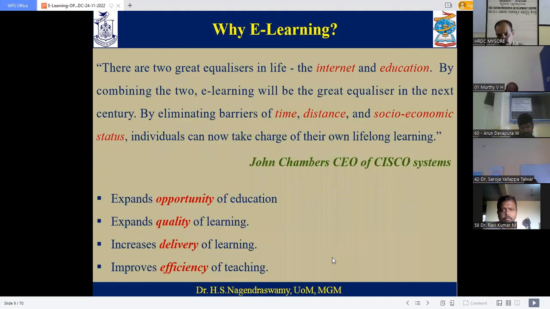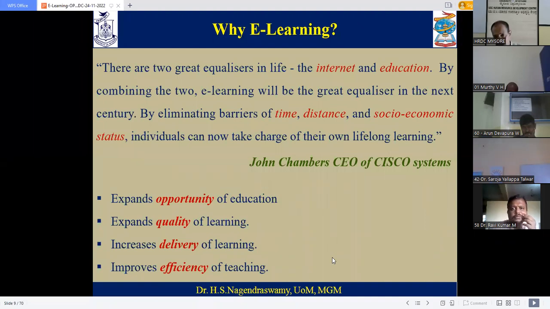So with these simple definitions of what exactly learning is and the types of learning, now I would like to answer the question, why e-learning? Though we are quite familiar with it, formally we need to understand why e-learning. There are many different types of opinions.